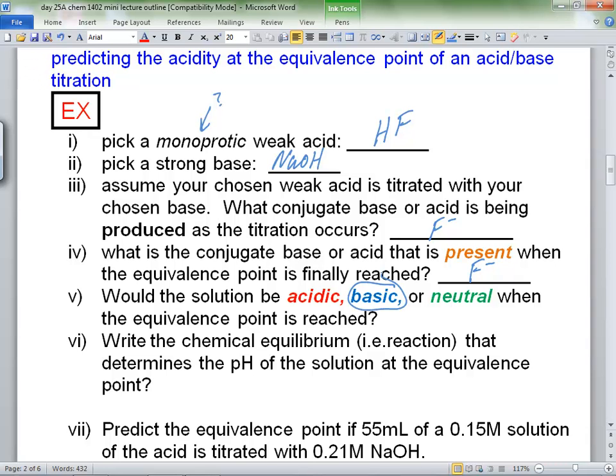Write the chemical equilibrium, Mari, that determines the pH of the solution at the equivalence point. What would you write? The answers are always a Ka or a Kb reaction every single time. What would you write?